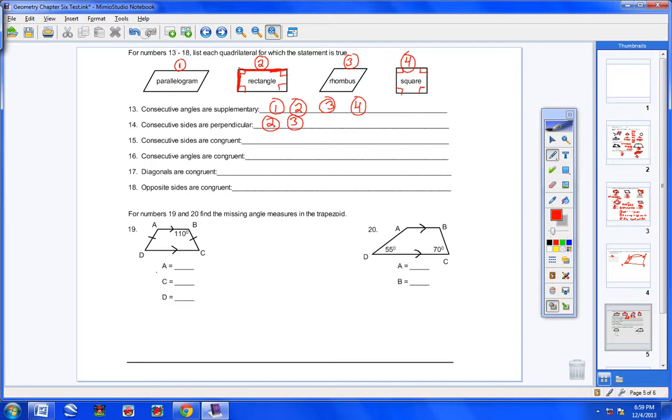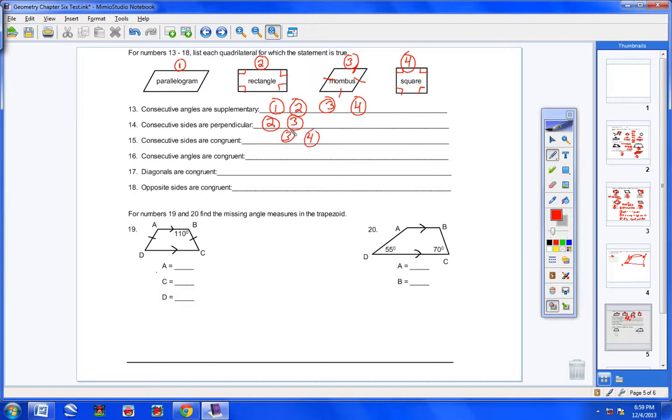No, it's not true. A rhombus? Yeah, because what's the definition of a rhombus? The definition of a rhombus is a parallelogram in which all 4 sides are congruent. So are the consecutive sides congruent? This side here, is it congruent to this side here? Well, yeah, all 4 sides are congruent. So we know that two sides side by side have to be congruent. Same thing with the square. If all 4 sides are congruent, then any two sides that are side by side have to be congruent. So yes, it would be numbers 3 and 4.